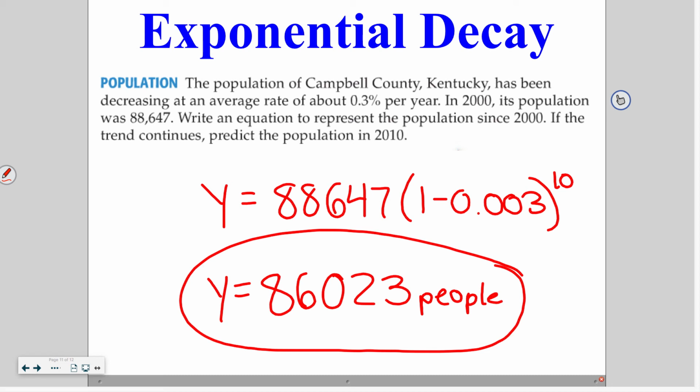Changing that percent into a decimal at 0.003, so we're subtracting that from 1 with our initial population that they give us, and using 10 for the years, because that is the difference between 2000 and 2010. Notice, if you typed a decimal in for your answer, technically that is not incorrect. However, we do not count tenths or hundredths of people. We round to the nearest whole. With people, we always make sure we round down. So the most correct answer is 86,023 people.